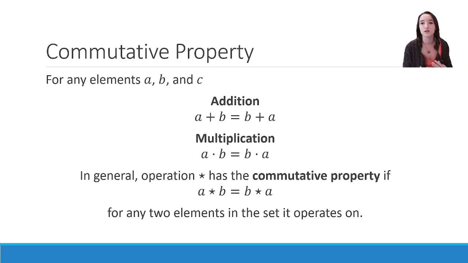So in general, again, we want to look at this in the abstract. We're going to use operation star and say that the commutative property means that A star B, no matter what the operation is, is the same thing as B star A. Again, for all sets of 2 elements within our set.